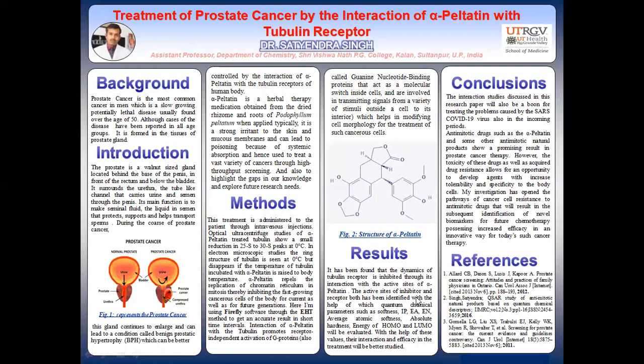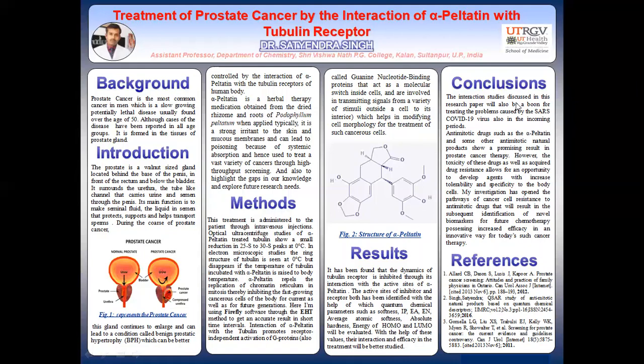The active sites of the inhibitor and receptor have both been identified, with the help of which quantum chemical parameters such as softness, ionization potential, electron affinity, electronegativity, average atomic softness, absolute hardness, energy of HOMO, that is the highest occupied molecular orbital, and energy of LUMO, that is the lowest unoccupied molecular orbital, will be evaluated. With the help of these values, their interaction and efficacy in the treatment will also be better studied.